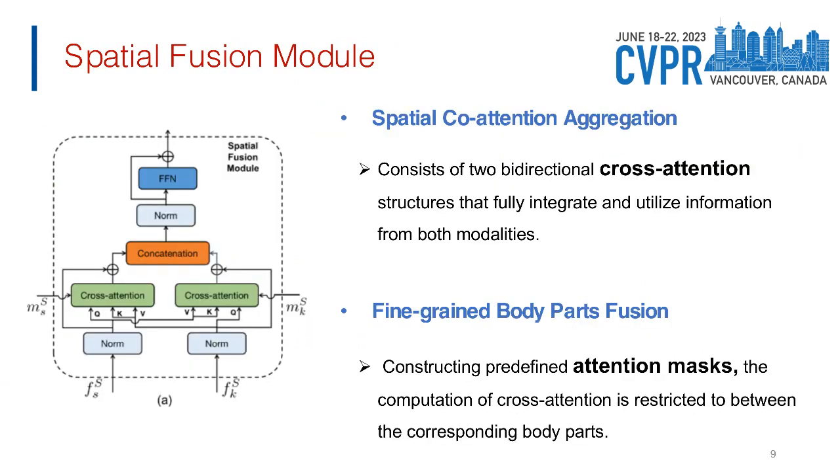Spatial fusion module consists of 2 bidirectional cross-attention structures for spatial co-attention aggregation to fully integrate and utilize complementary spatial information from both modalities. Moreover, by constructing a predefined attention mask, the computation of cross-attention is restricted between corresponding body parts to achieve fine-grained body part fusion.